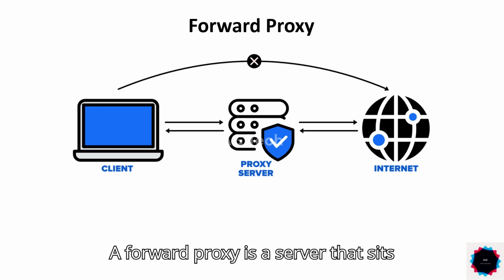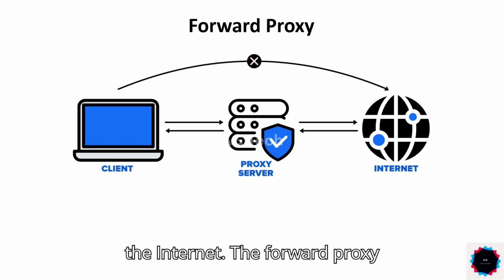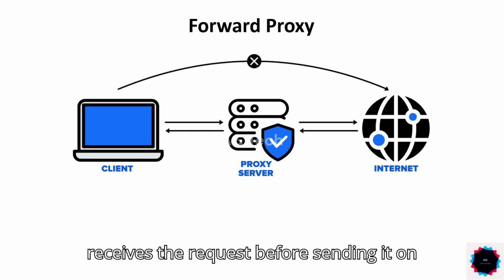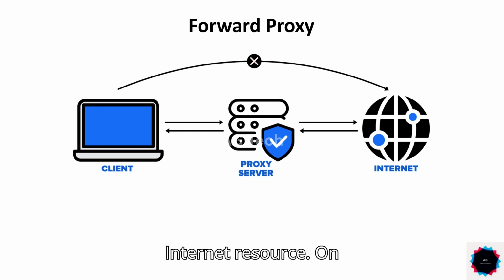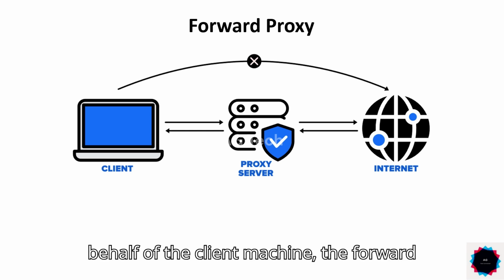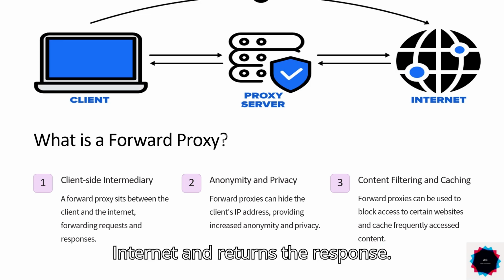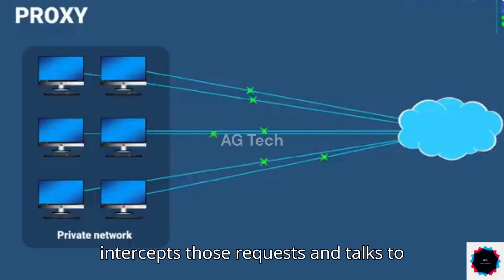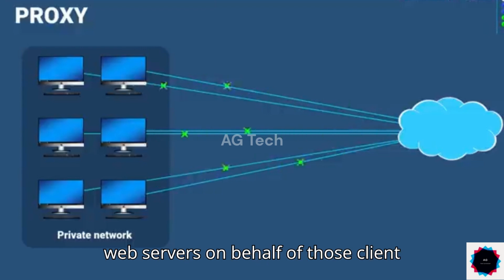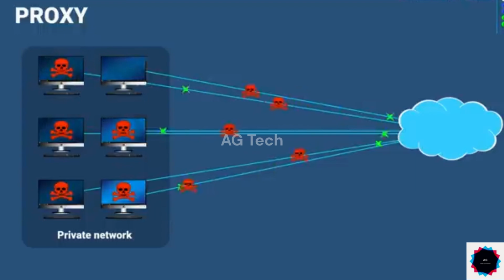A forward proxy is a server that sits between a group of client machines and the internet. The forward proxy receives the request before sending it on from the client machine to the internet resource. On behalf of the client machine, the forward proxy then sends the request to the internet and returns the response. The forward proxy acts as a middleman, intercepts those requests and talks to web servers on behalf of those client machines. A forward proxy is mostly used for 1.